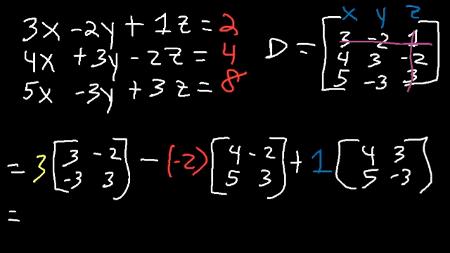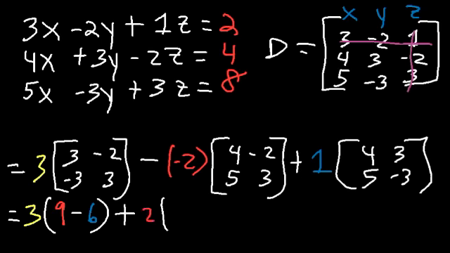So now let's find the determinant of each of the 2 by 2 matrices. So let's start with the first one. It's going to be 3 times 3, which is 9, and then minus -3 times -2, which is +6. And then negative times -2 is +2.